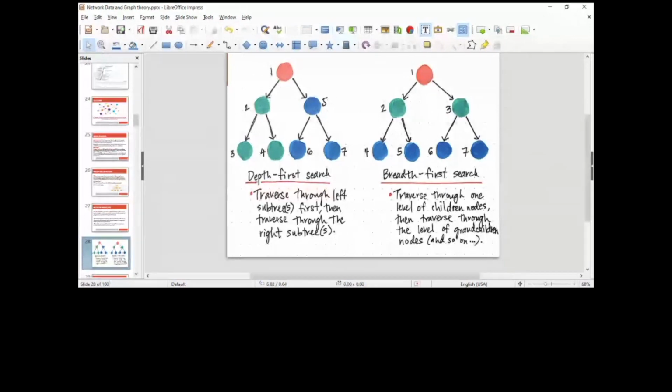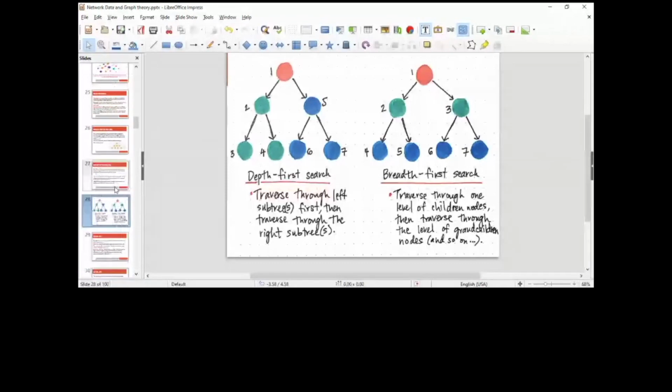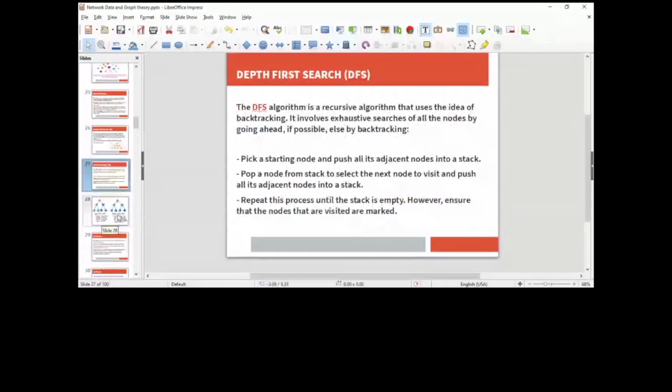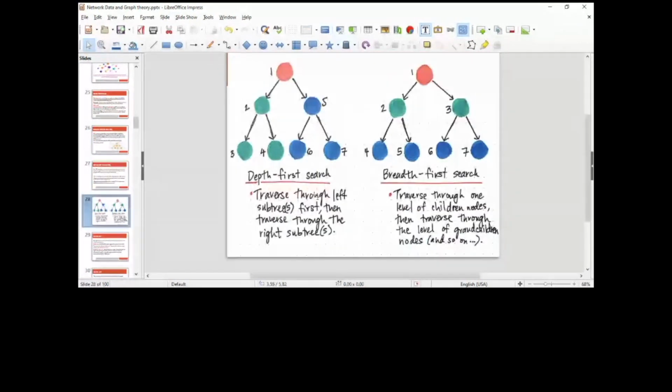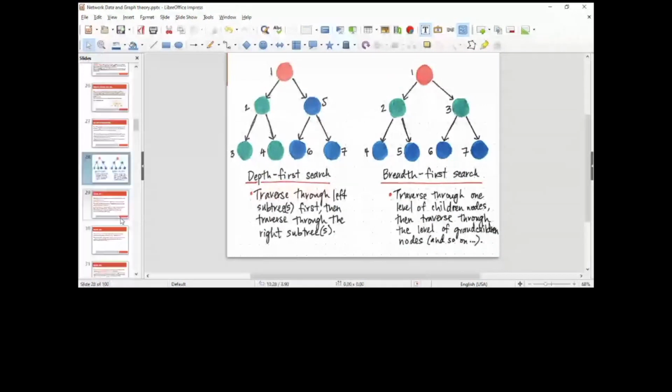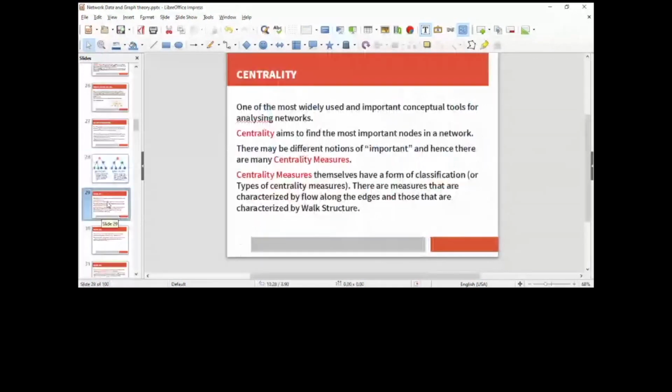I don't think this diagram catches it. Let me see. This diagram doesn't catch the depth first well. Try to update it. Let me take that depth first again.